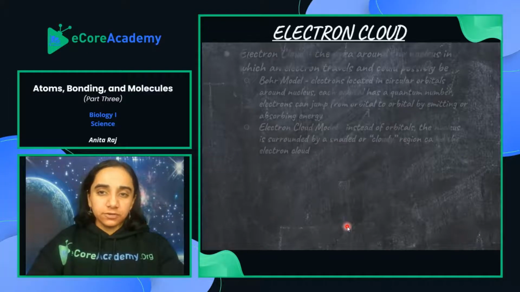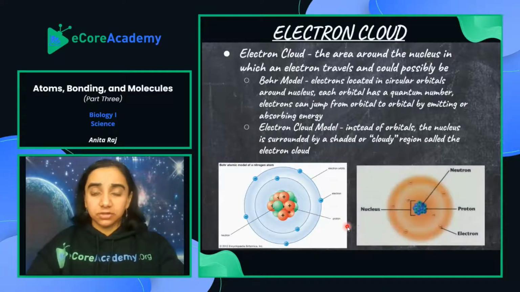Okay, so the first topic we're going to talk about is the electron cloud. And you might be wondering, what is the electron cloud? So the electron cloud basically is the area around the nucleus in which an electron travels and could possibly be.